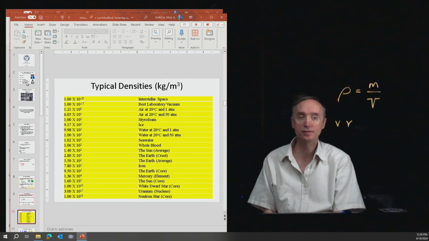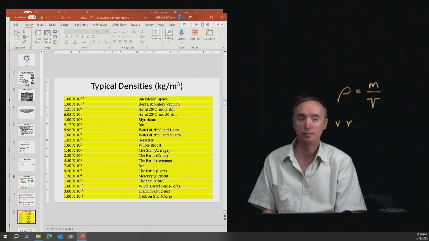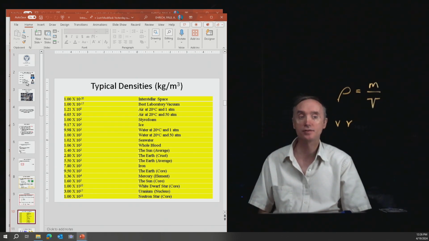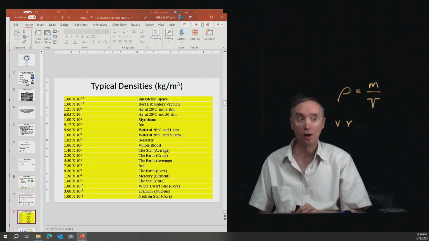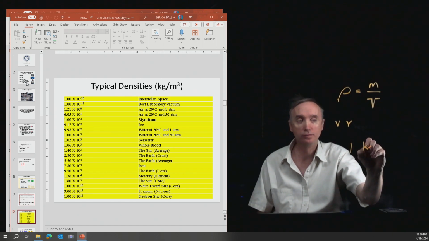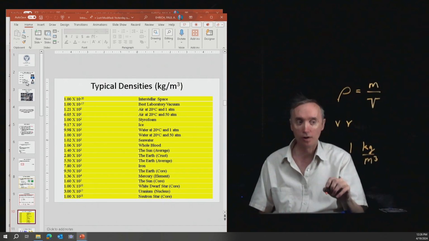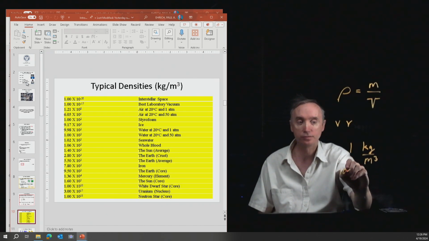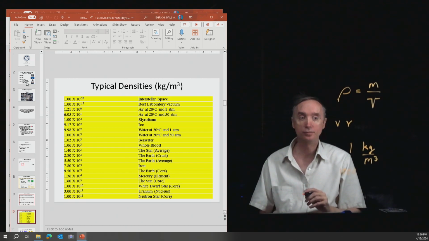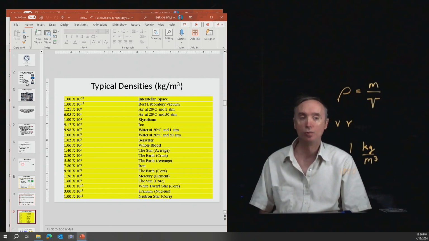Here are some typical densities of objects, and you can see that some objects are not very dense and some are. Air, for example, has a density of approximately 1 kilogram per cubic meter. The density of water is about 1,000 kilograms per cubic meter, so it's about 1,000 times more dense than air. And then you can see, for example, the density of a rock, and the density of the nucleus of the atom. So you can just compare the densities of different objects.